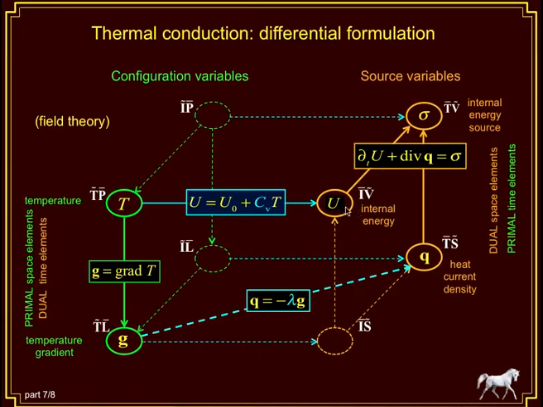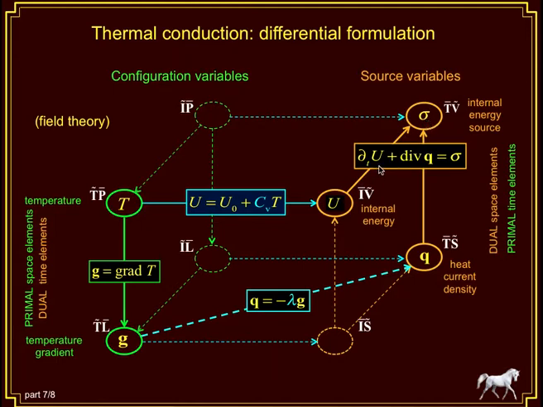Here you have associated with volumes and instant the internal energy. And the internal energy is linked to U0, a conventional value, plus C times T. This is the capacity. On the other hand, you have the internal energy source, sigma.